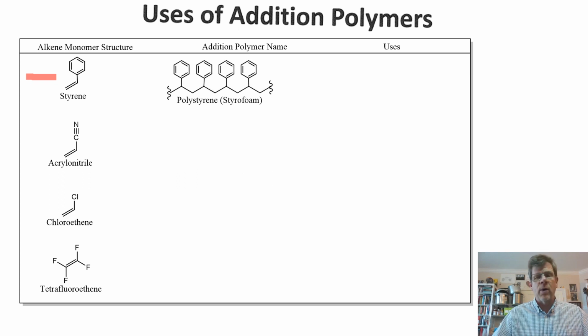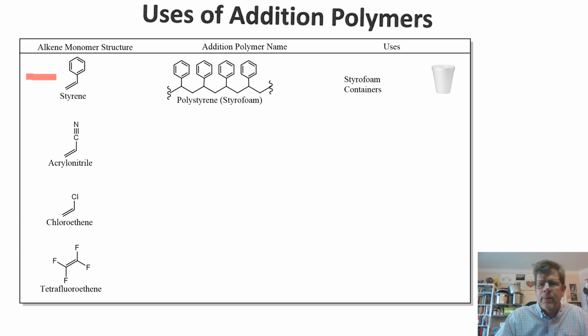Again, we always have that single zigzag upon which now we have, where they were on each of the alkenes, our phenyl groups, as shown here. Well, if it starts with styrene as the monomer, polystyrene is the polymer. That's what it's called. I'm not going to hold you to that. But it's also known by the industrial name styrofoam. So styrofoam, as we know, has a myriad of uses.